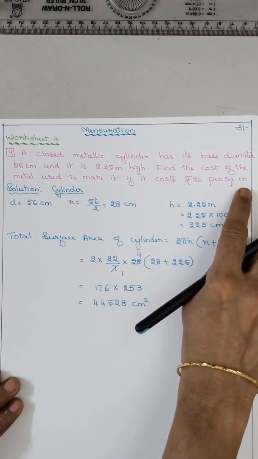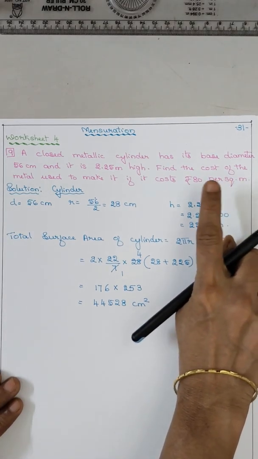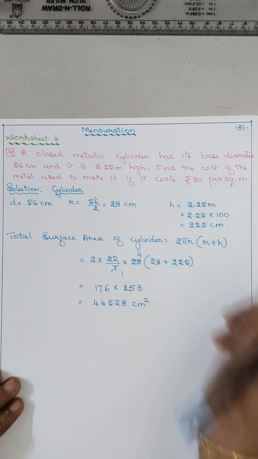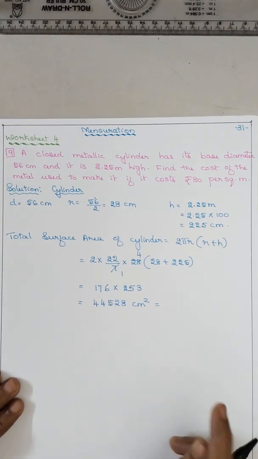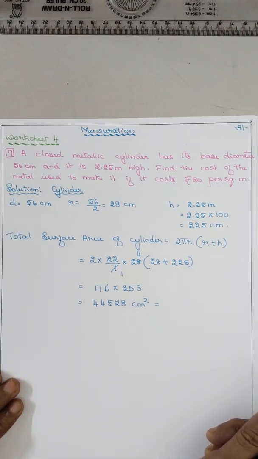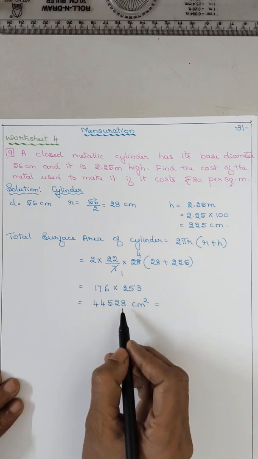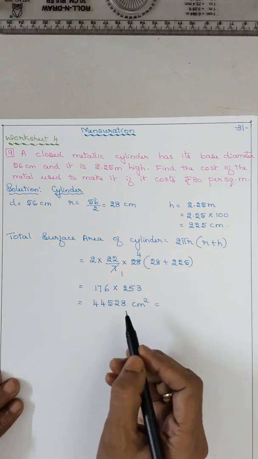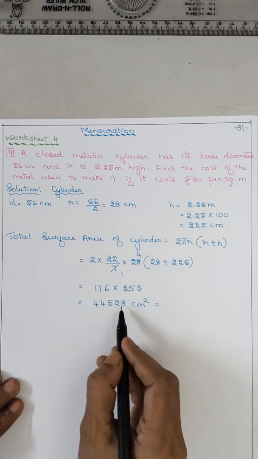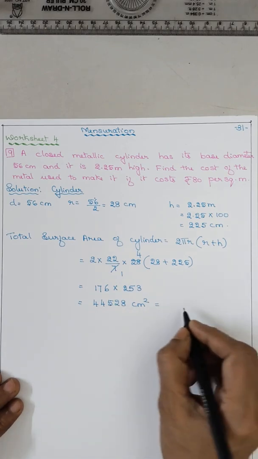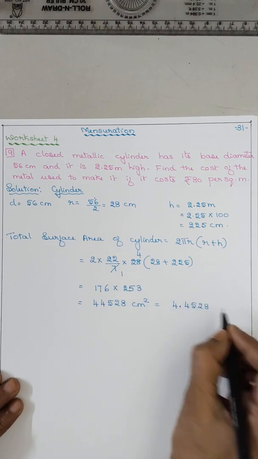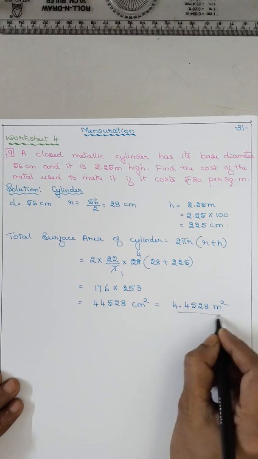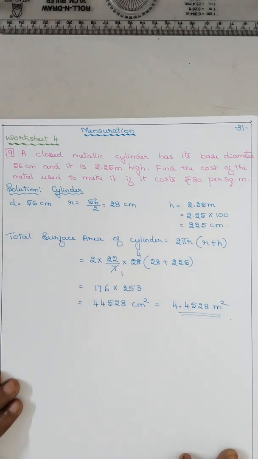But the cost is in per meter square, isn't it? So convert into meter square. Earlier I have told you centimeter square into meter square. Put the decimal 4 decimal places to the left: 1, 2, 3, 4. So it becomes 4.4528 meter square. You got it in meter square.